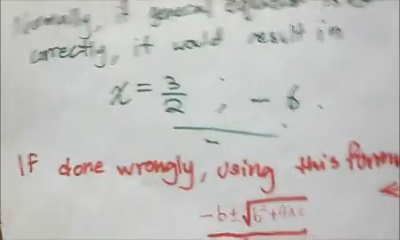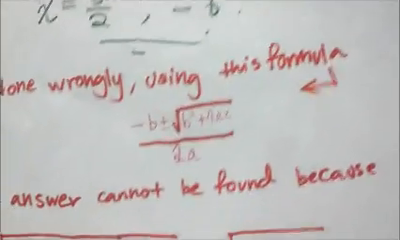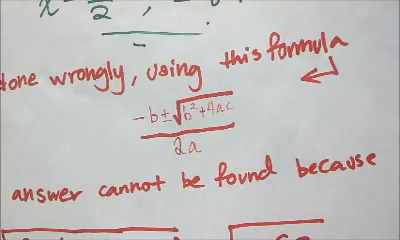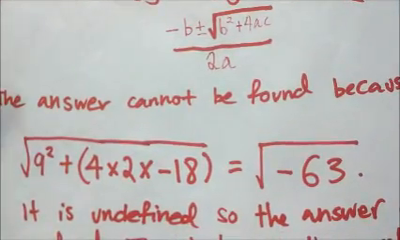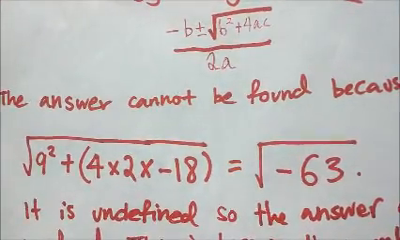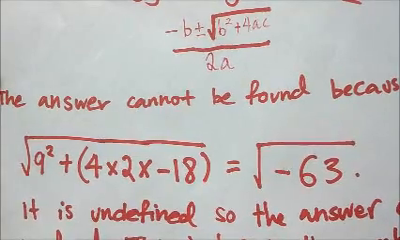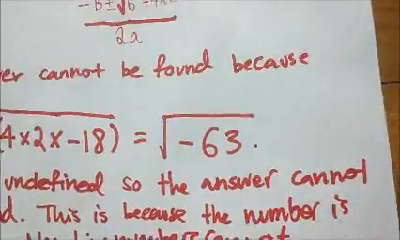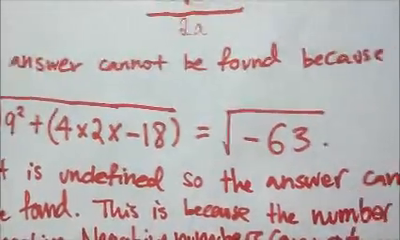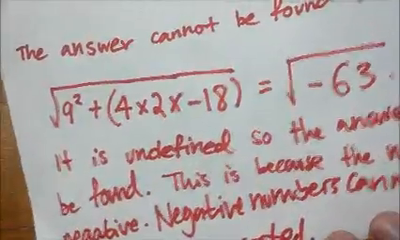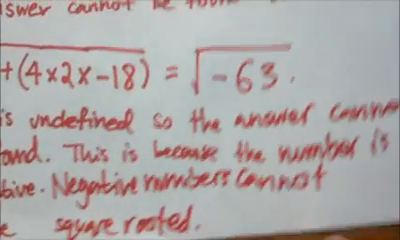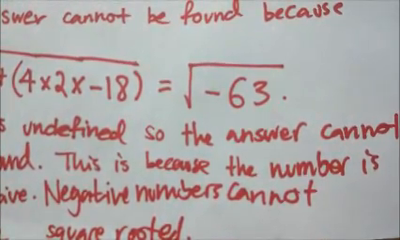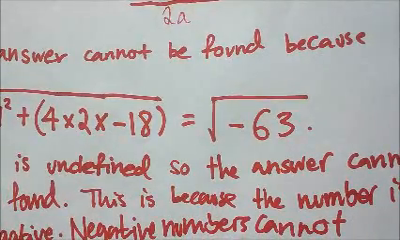If done wrongly, using this formula, negative b plus or minus square root b squared plus 4ac over 2a, the answer cannot be found because 9 squared plus 4 times 2 times negative 18, square rooted, is equal to the square root of negative 63. It's undefined because the answer cannot be found. This is because the number is negative. Negative numbers cannot be square rooted. So this wrong formula will lead to different answers, or maybe even undefined answers.